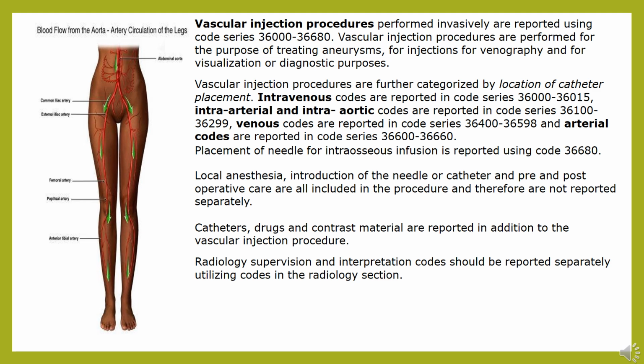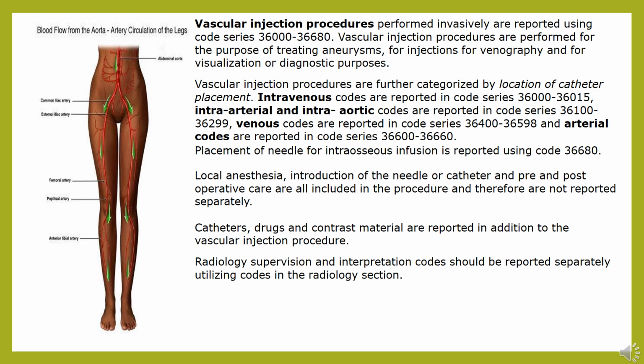Vascular injection procedures performed invasively are reported using code series 36000-36680. Vascular injection procedures are performed for the purpose of treating aneurysms, for injections for venography, and for visualization or diagnostic purposes. Vascular injection procedures are further categorized by location of catheter placement. Intravenous codes are reported in code series 36000-36015. Intra-arterial and intra-aortic codes are reported in code series 36100-36299.